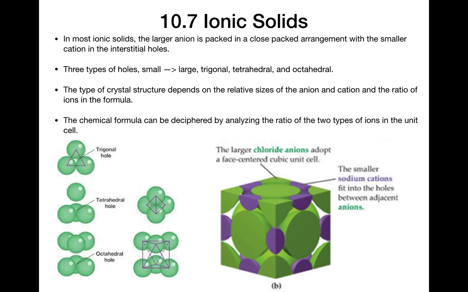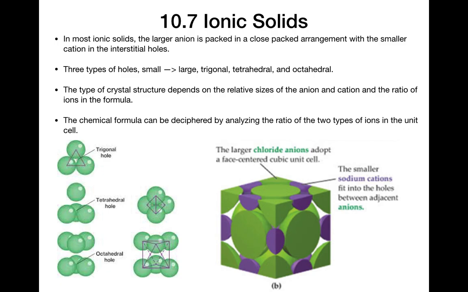Ionic solids are pretty strong. Ionic solids typically arrange in some kind of checkerboard type fashion with alternating positive cations and negative anions. One way in which they can do that is to consider the large anions in some kind of close packed arrangement, like face-centered cubic or hexagonal close packed, and then fit the smaller cations in the holes between them. Now there's actually three kinds of holes, varying in size from small to large.